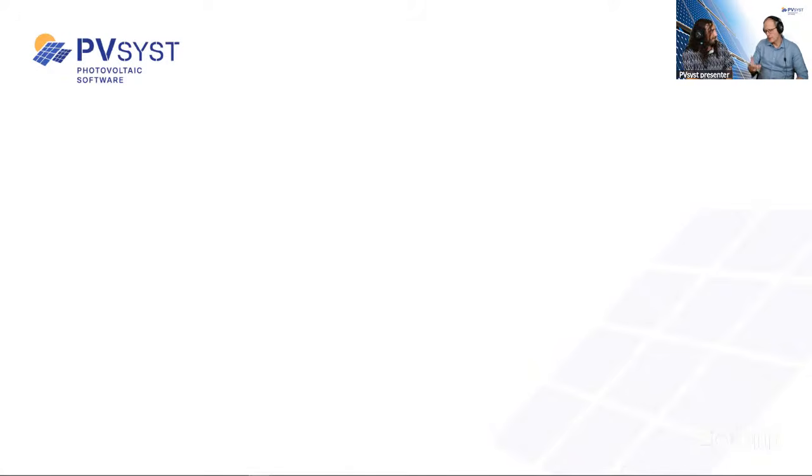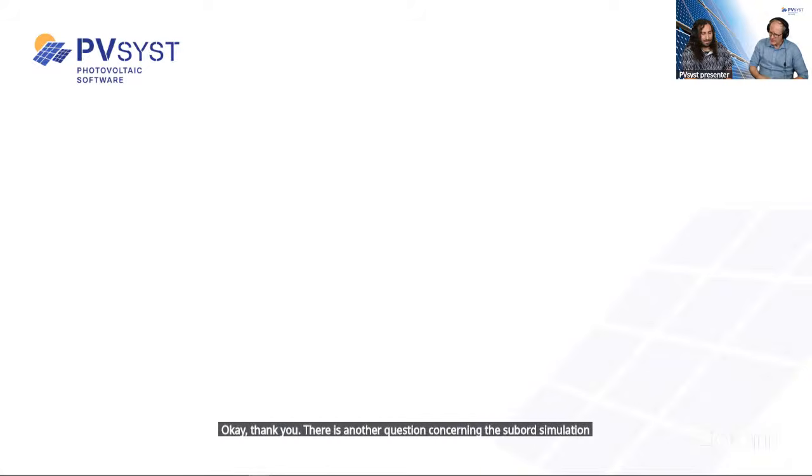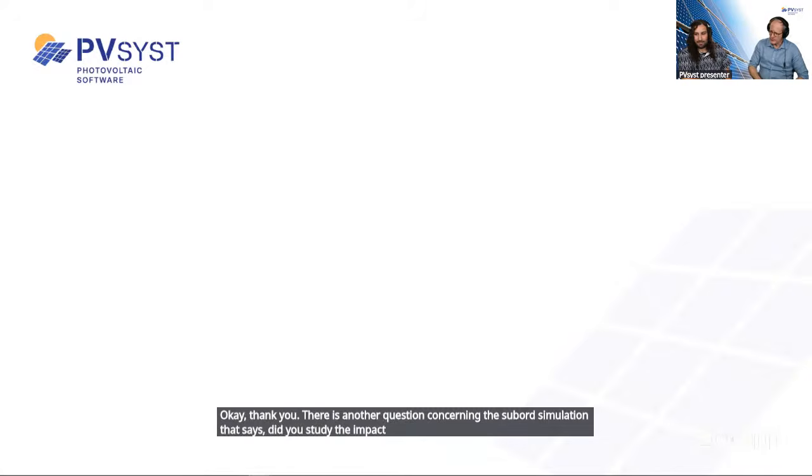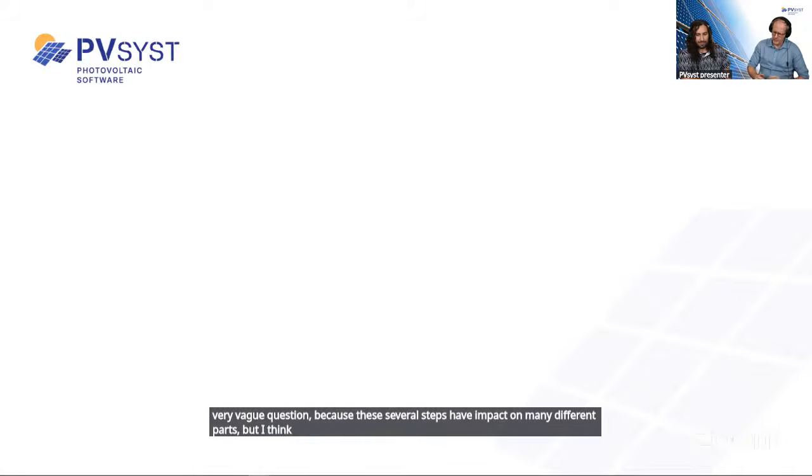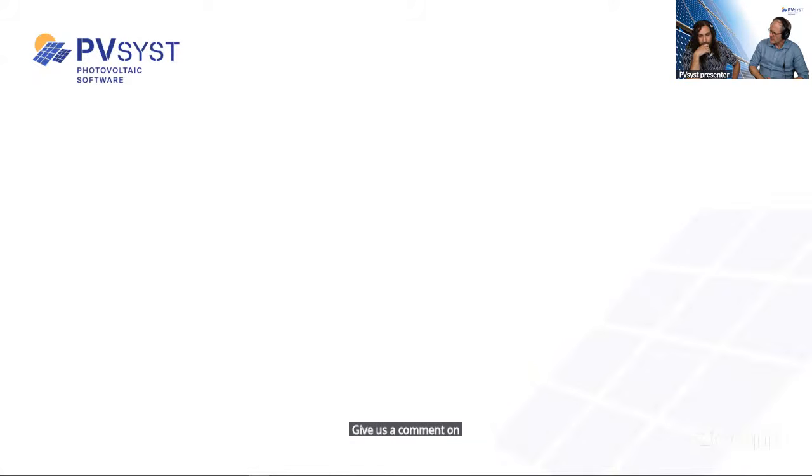Okay, thank you. There is another question concerning the sub-hourly simulation that says, did you study the impact of the uncertainty decrease? What percentage of improvement can we expect with a minute or 5-minute data compared to 1 hour? I mean, this is a very vague question because these sub-hourly steps have impact on many different parts. But I think the most important part will be the clipping. And maybe, Michele, you can give us a comment on how it changes the precision of the clipping corrections.